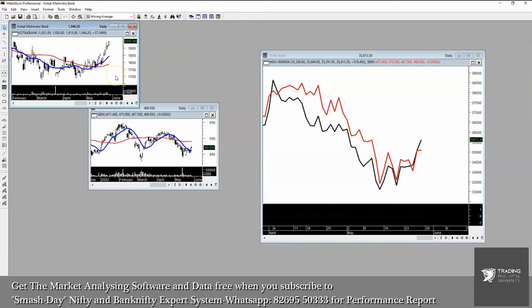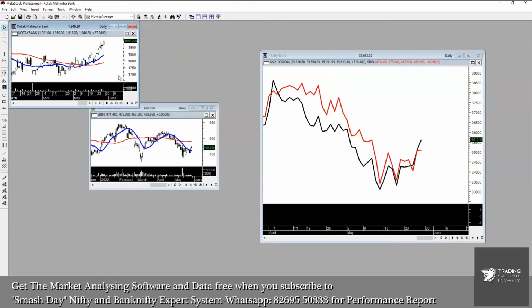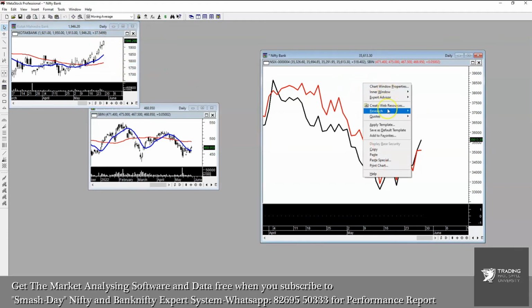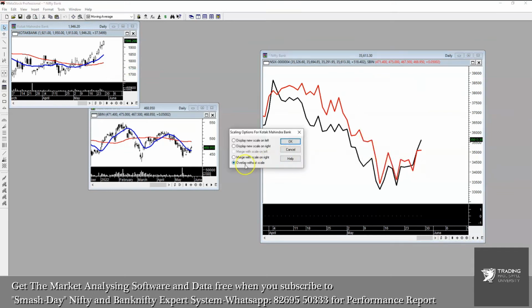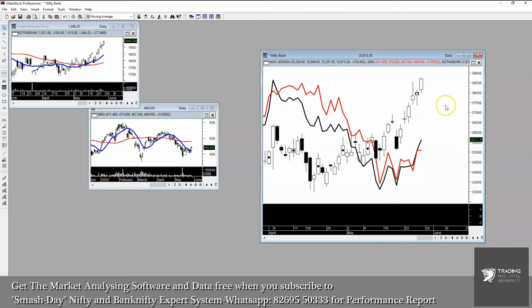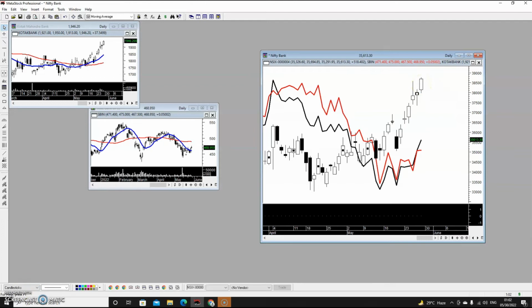So let us also bring the chart of Kotak Bank onto this same thing and let us see how Kotak Bank is doing. Just copying and pasting it here and overlay without scale because scales will be different. So this is how Kotak Bank is doing. So let us turn this as well to line chart and thick and make it blue.